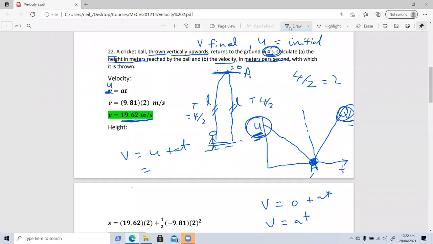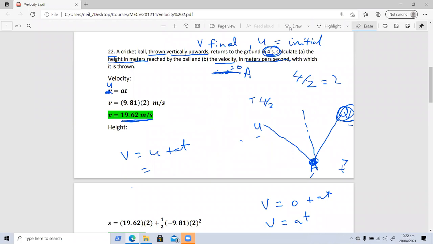Okay, Yane, go ahead. Yes, sir. Morning. In this example, we consider this 19.62 meters per second as the final velocity? It's the initial velocity and the final. They're both the same.